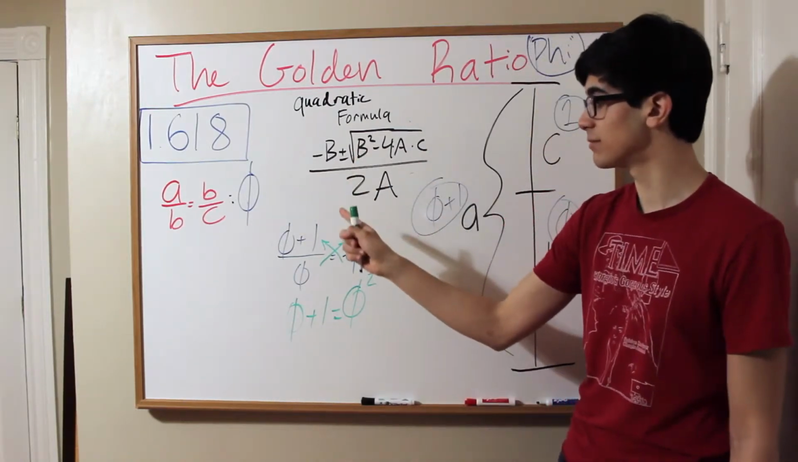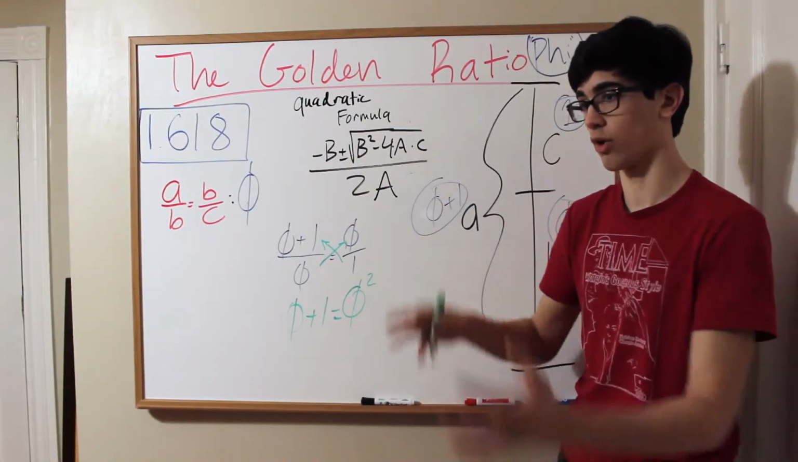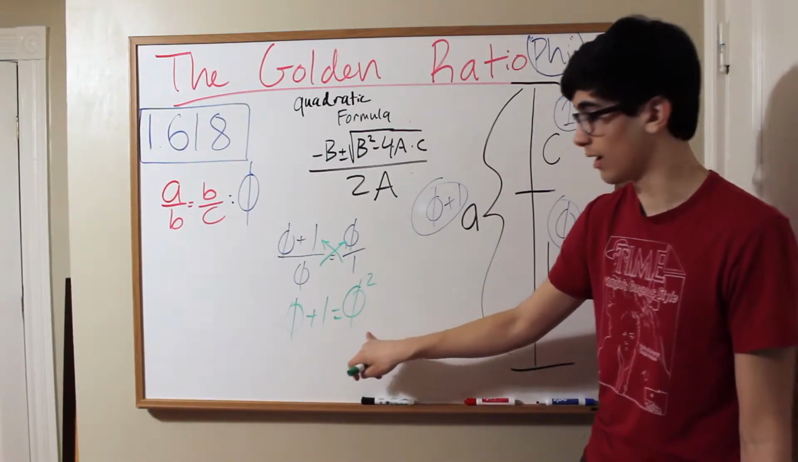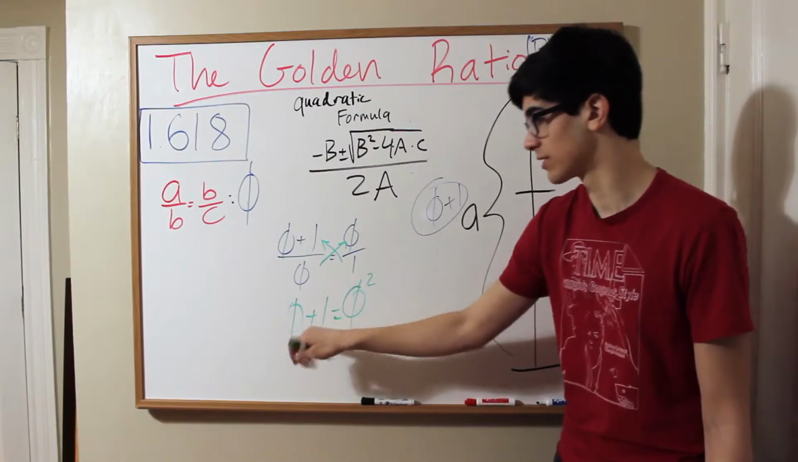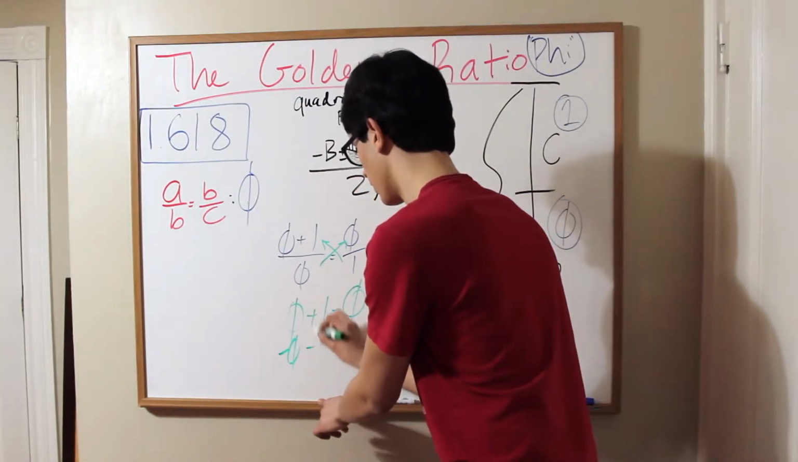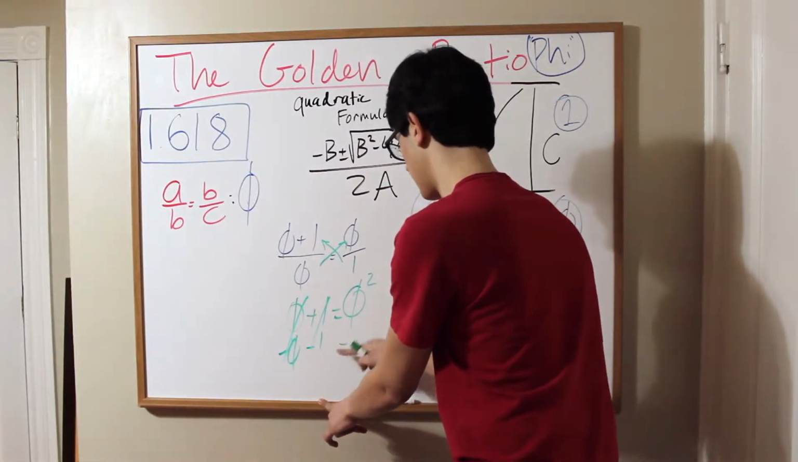But we can't plug it into this because we need it in a form where a quadratic equals 0. So let's move everything over to this side by subtracting. To move it over, we have to subtract so that we cancel it out. So subtracting phi, subtracting 1, these cancel out.